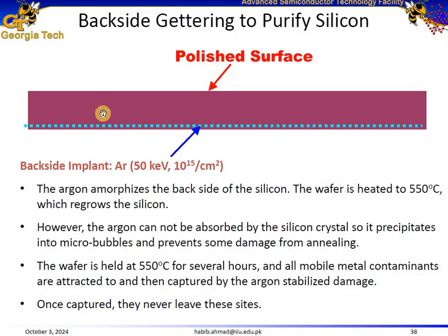So the wafer is then heated up to 500 degrees C, causing recrystallization, and it's kept at 500 degrees C for several hours. The argon actually forms microbubbles, preventing damage during annealing. And then there is a gathering process. The wafer is held at 550 degrees C for several hours, and then the metal contaminants are drawn to this damaged region, the initially amorphized region, and they get trapped by the argon stabilized damage.